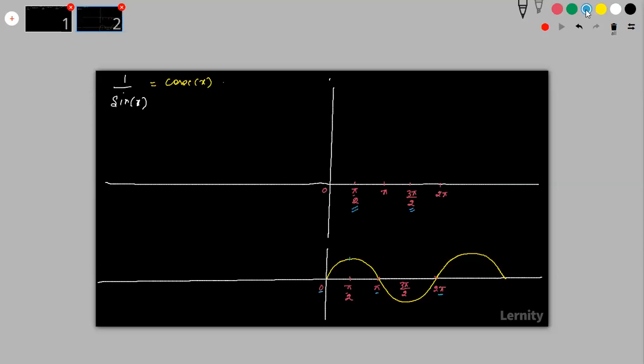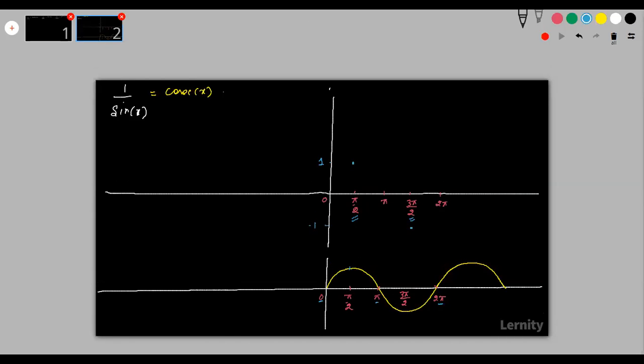So for pi by 2, I'm marking this point as cosec x equals 1. This is y equals 1 and this is y equals minus 1. Now for 3 pi by 2, sin x is minus 1, so 1 by minus 1 will be minus 1. So for pi by 2, sin x is 1 and cosec x will also be 1, and for 3 pi by 2, sin x is minus 1 and cosec x will also be minus 1.